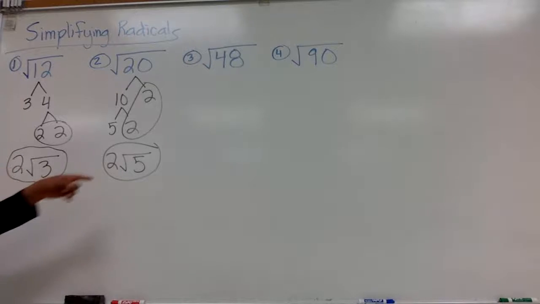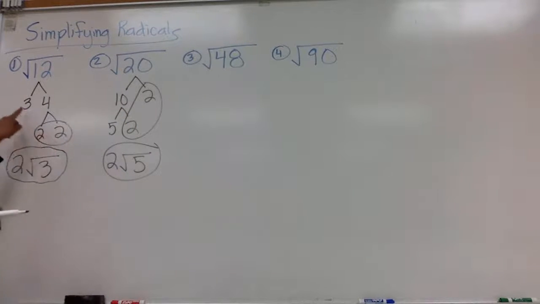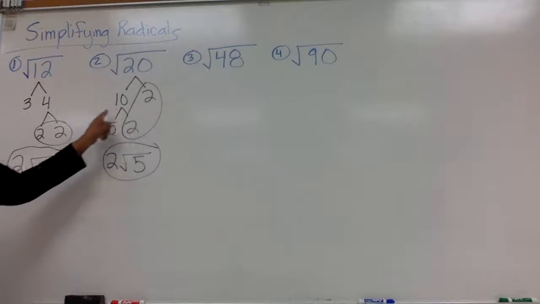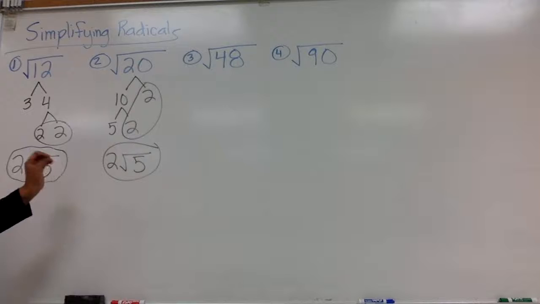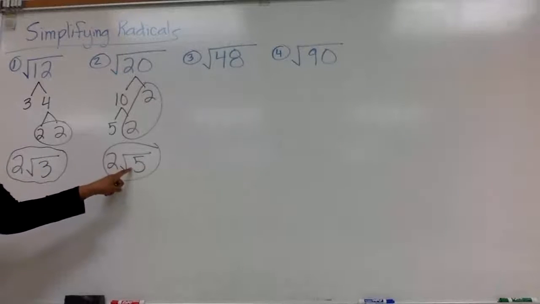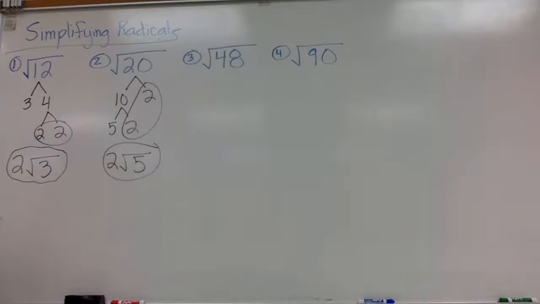Now, so far, I've only had one pair and one prime number left over. But you can have multiple pairs and multiple prime numbers. If you had multiple pairs, you would multiply the pairs, and that still goes on the outside. And if you had multiple prime numbers left over, they would still go on the inside, and you would multiply those. So I do have some examples coming up of that.